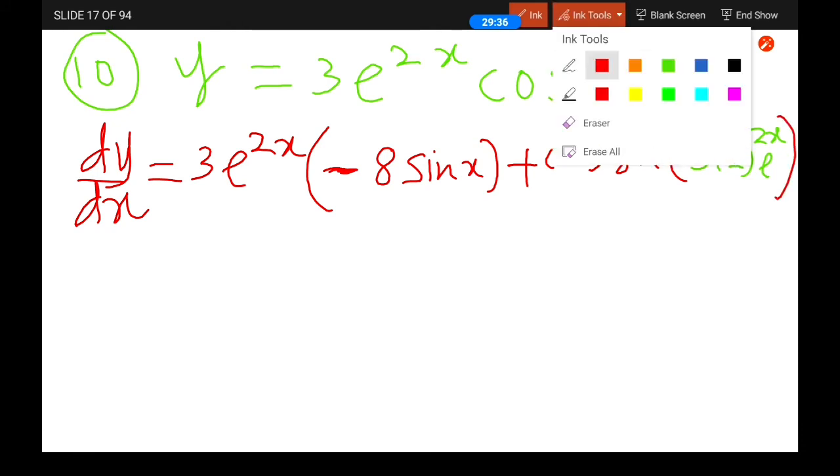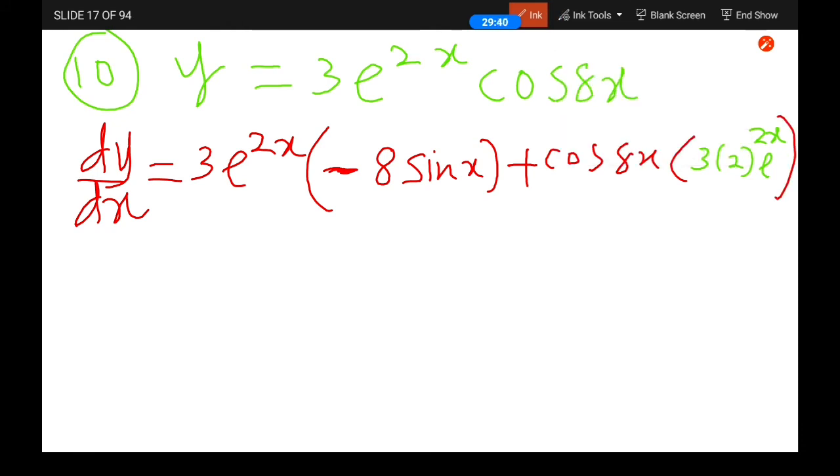So I will repeat that again. Leave the first one. Differentiate the second one. Differentiate 8x, you get 8. Differentiate cos, you get negative sine x. Now leave the second one. Differentiate the first one. We have 3. Differentiate 2x, you get 2, then write everything back. So let's multiply out. That becomes 3 times 8, minus 24 e raised power 2x sine x.